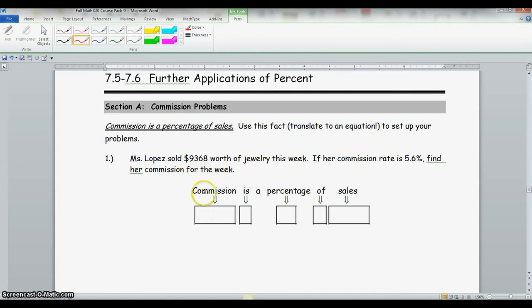Okay, now we don't know what her commission is, so that will be our X. Is means equal. A percent is the percent given here, which is the commission rate. So we could just put that as 5.6%. So we could label it. Of means multiplication, and the sales is $9,368. Now we will rewrite this. It'll be X is equal to 0.056 times 9,368.